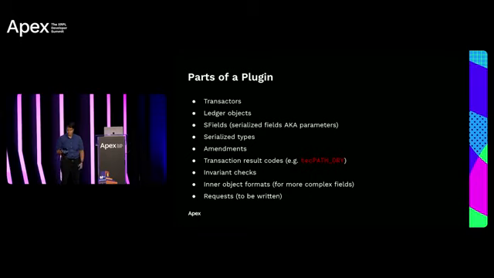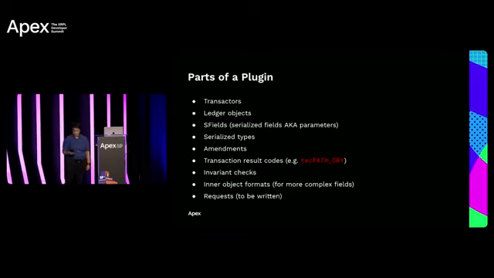Transaction result codes are the various result codes that you can get in response to a failed transaction, or a successful one for that matter, but usually you're only adding failed transaction codes because there's only one success code. So one example would be tecPATH_DRY, if you've ever failed to send a cross-currency payment or something like that. You may have seen this error.